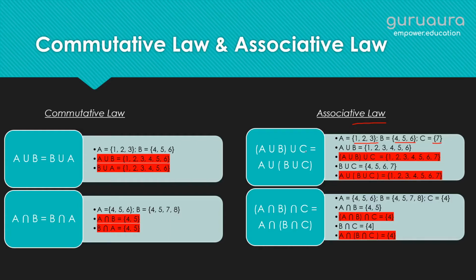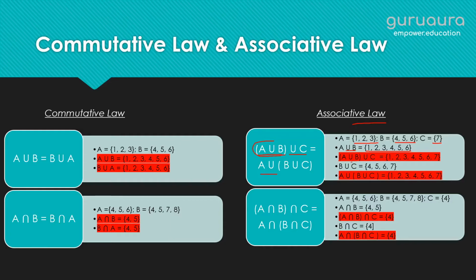It's A union B union C, where A union B is within parentheses. So let's perform A union B first. A union B will contain the elements 1, 2, 3, 4, 5 and 6.